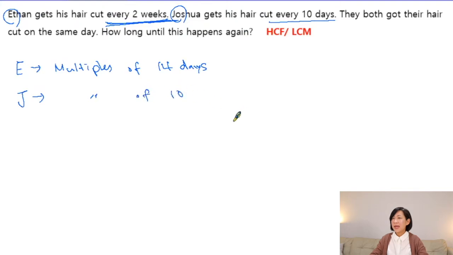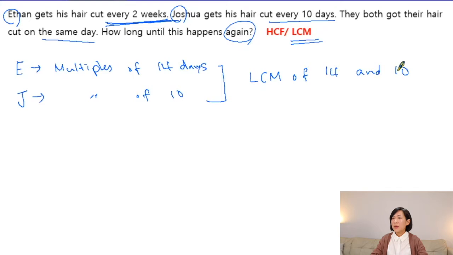and also we need to look for the multiples of 10, right? That means you've got another clue: the same day means common multiple, right? So what we need to find is LCM of 14 and 10, since it is all about the multiples and we need to find the common days, right?